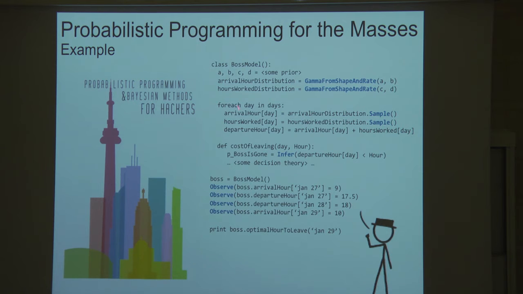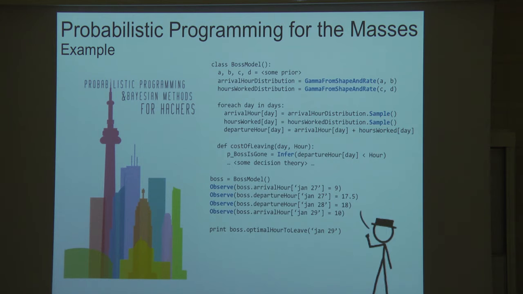So how is this going to work? Well, we've constructed a model up here. We've added these observation statements, which are conditioning on things that we've observed in the world. And then the third part is this infer statement. What this is going to do is we're going to be able to give it some expression here, and it's going to give us a probability back. So in this case, we're saying infer, what is the probability that the departure hour on a particular day is less than some hour that we give? So, at this time, what's the probability that my boss is still here? Or sorry, that my boss has already left.